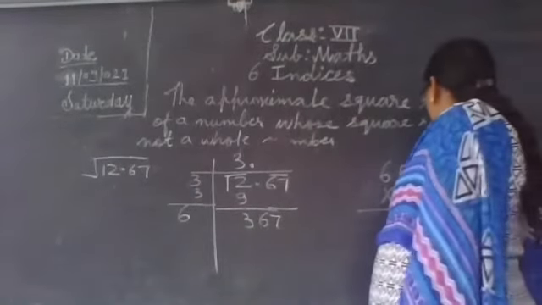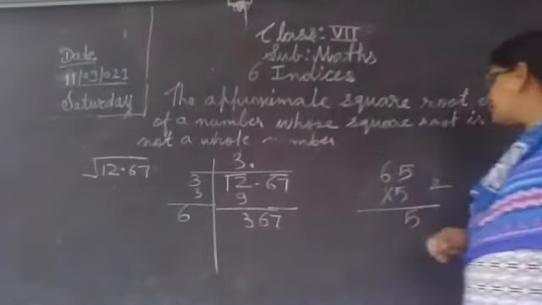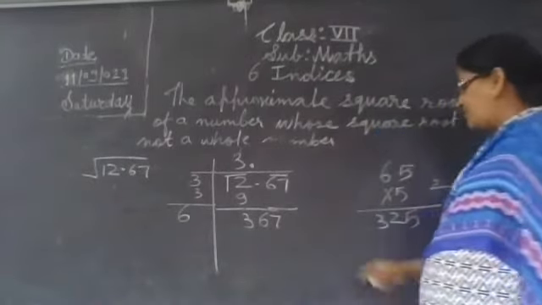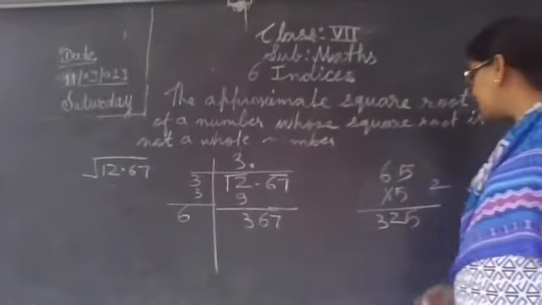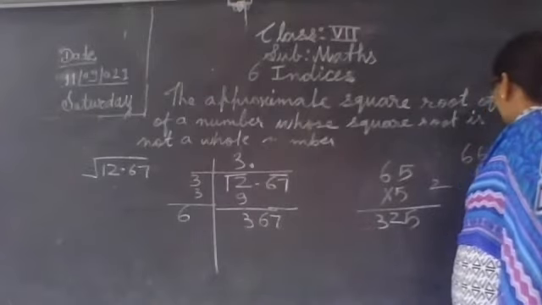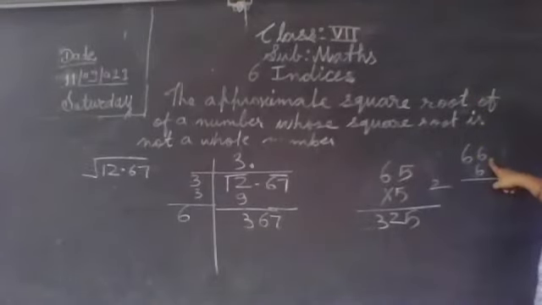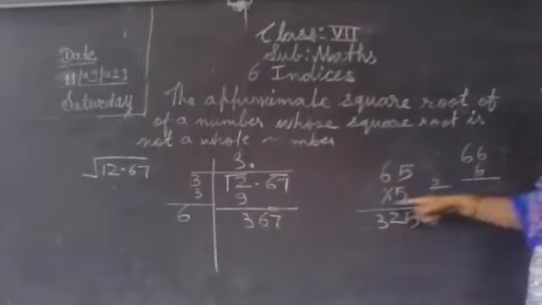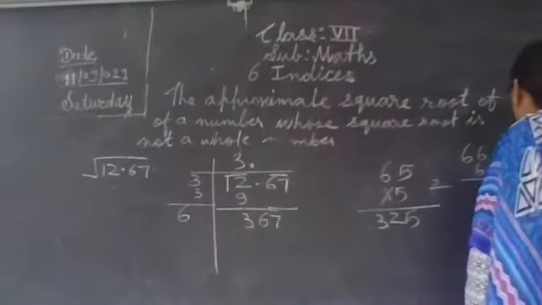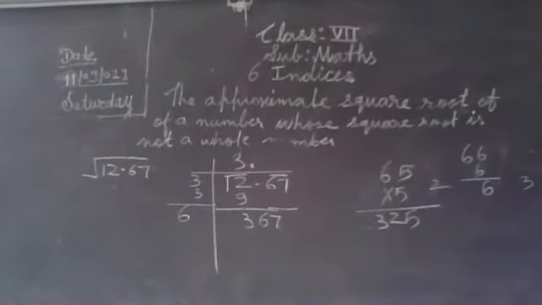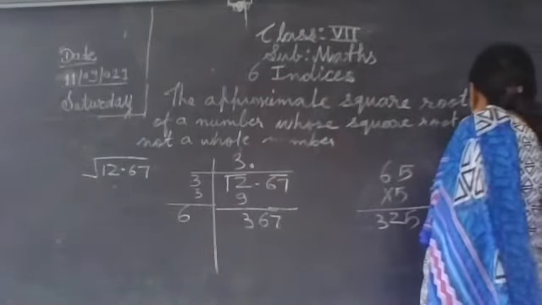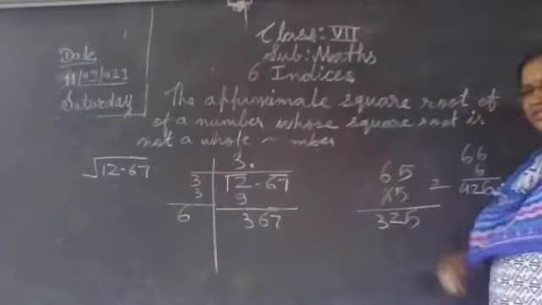5 5s are 25, carry 2. 5 6s are 30, 30 plus 2, so it is 325. Okay, so 325 is smaller than this. So let's try 6. I write 6 over here and multiply with the same number and see whether it is greater than this number or not. 6 6s are 36, carry 3. And 6 6s are 36 plus 3, 39. Okay, so it is greater than this.